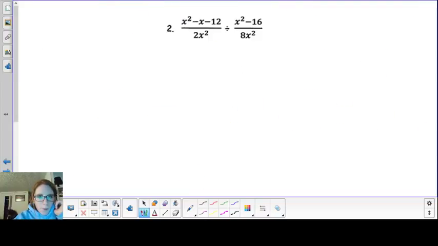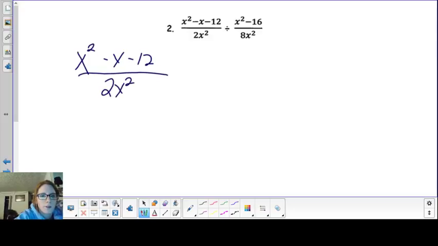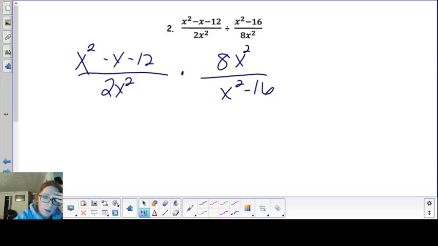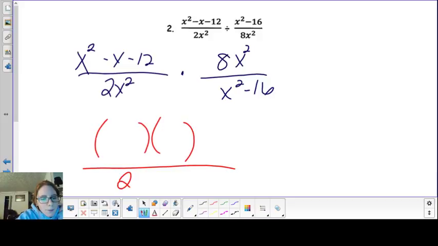Alright, so remember, all we're doing is flipping and multiplying because we like to turn things into multiplication. My first one stays the same. So I have x squared minus x minus 12 over 2x squared times 8x squared over x squared minus 16. And I notice I don't have to t-factor any of these, so I can go straight into my 2 sets of parentheses. On the bottom, I don't have any other terms, so he's just going to say 2x squared.